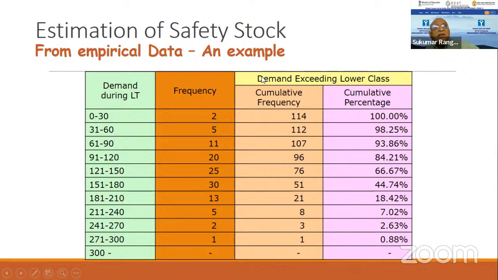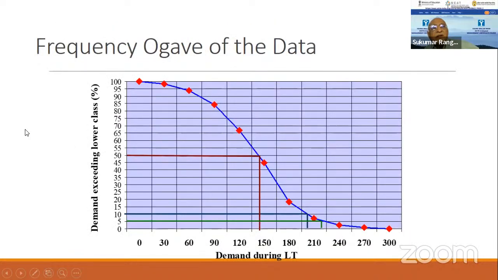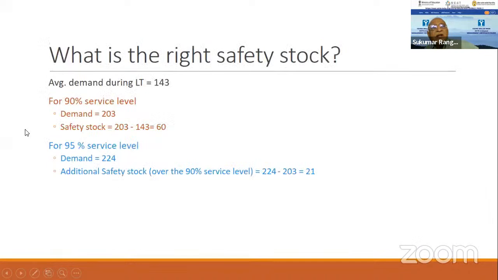Estimation of safety stock. This is taken from some empirical data for an analysis. Demand during lead time, frequency of demand exceeding, cumulative percentages. Some data is given, frequency which is plotted, and I'm not getting much into it. What is the right safety stock? That is to take into account this lead time. Average demand during lead time is this.